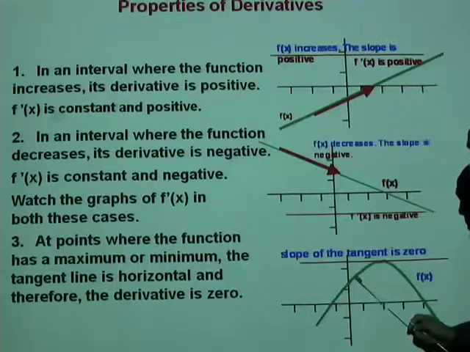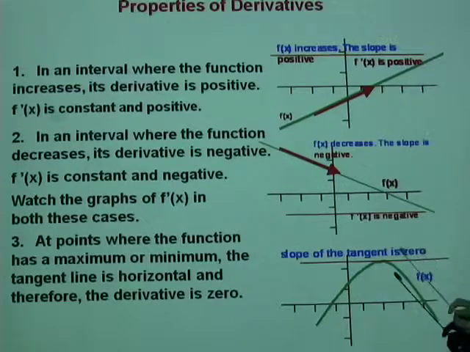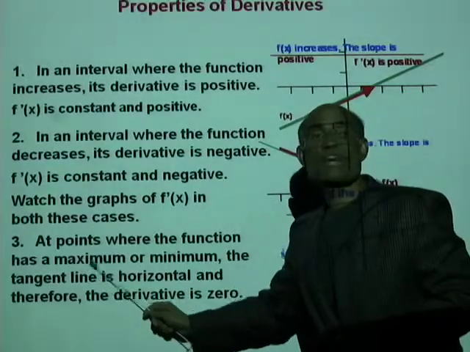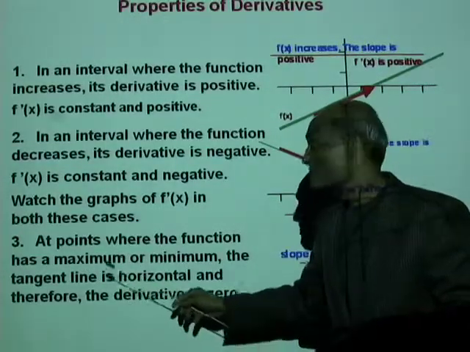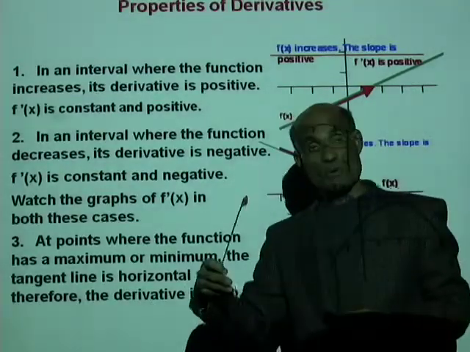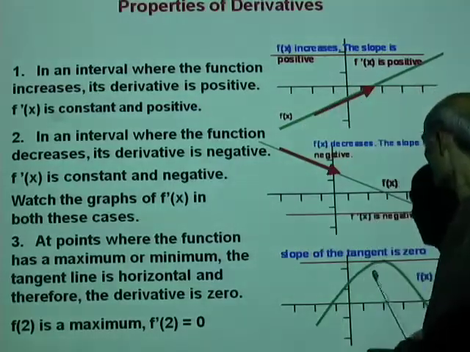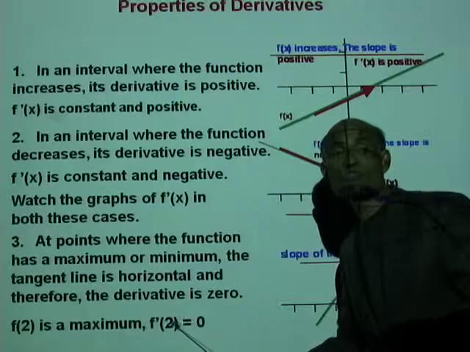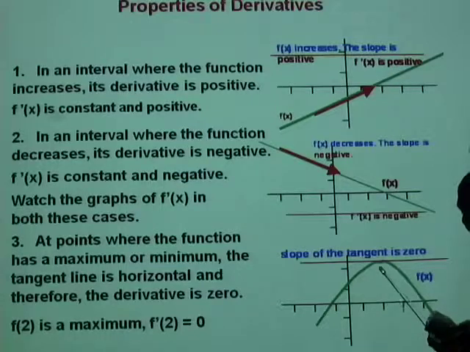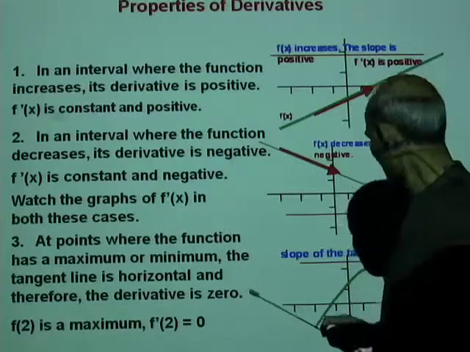Like here, we have a function that has a maximum value here, the tangent line is horizontal, the slope of the tangent line is 0. At points where the function has a maximum or minimum, the tangent line is horizontal and the derivative is 0. So many important properties of derivative. In the graph shown here, we said f prime of 2 equal to 0. What does that mean? The derivative of this function at x equal to 2 equal to 0. That's right.